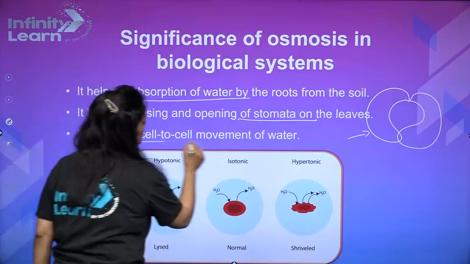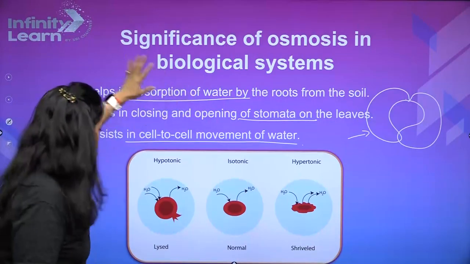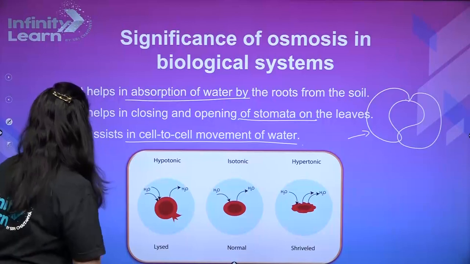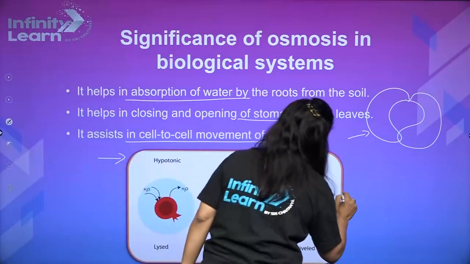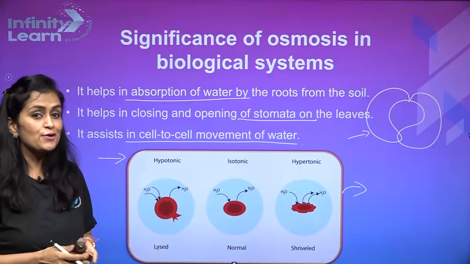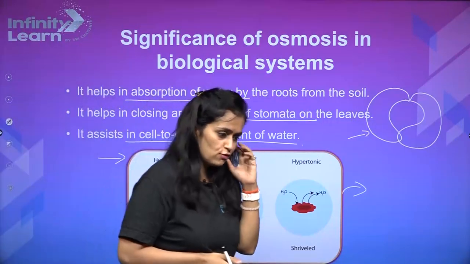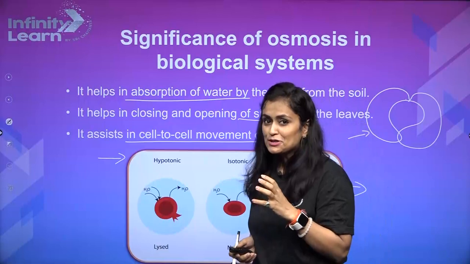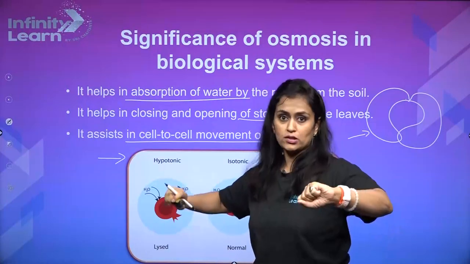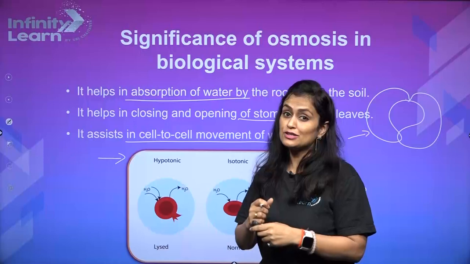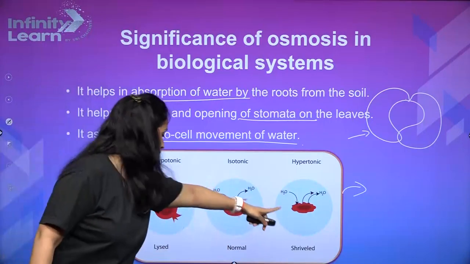So it also assists cell to cell movement of water. If water is moving from one cell to another, it is via osmosis, right? One more time, guys. Hypotonic solution, water will move inside. Hypertonic solution, water will move outside. Now, how to remember? I promised you a trick. Simple trick, guys. Hypo, the phonic sound of it is similar to hippo. H-Y-P-O. So hippopotamus is how? Swelled up, isn't it? So in hypotonic solution, cells will become like a hippopotamus, swelled up cells. And the opposite is hypertonic, imbibition and plasmolysis.